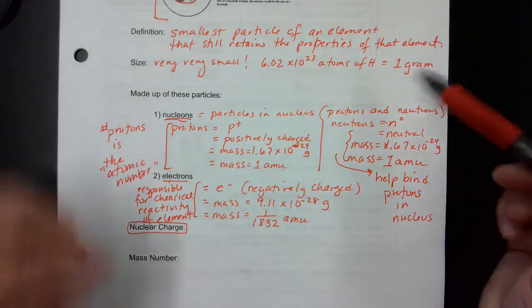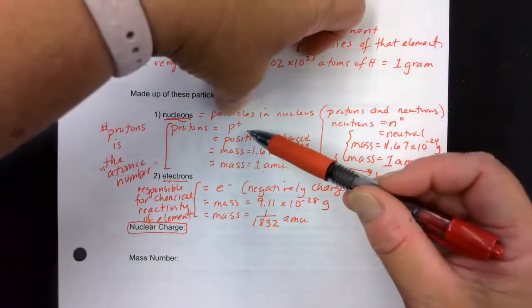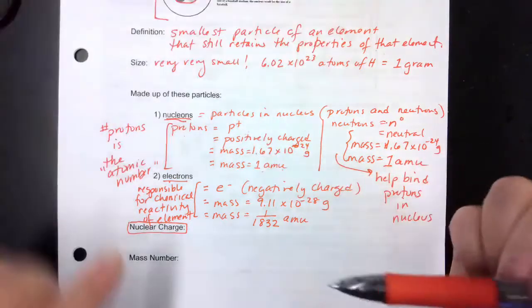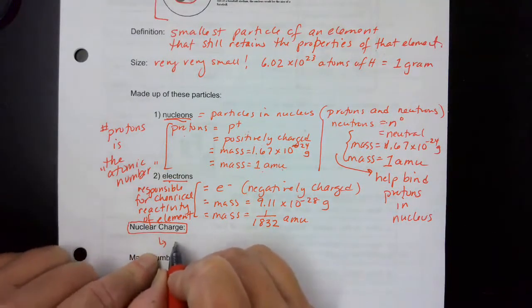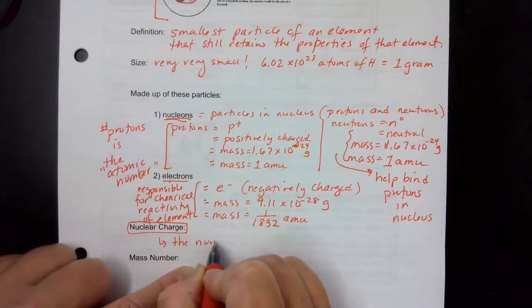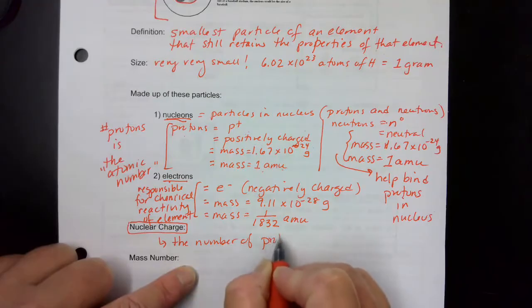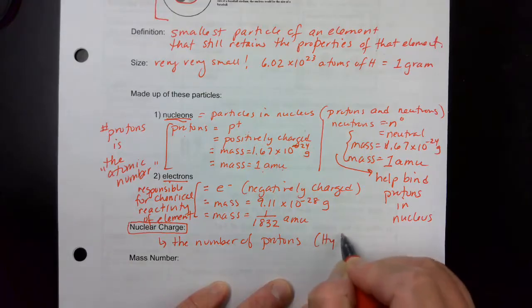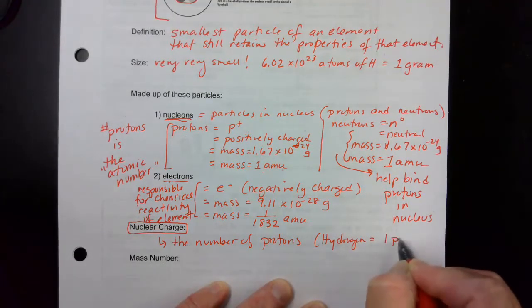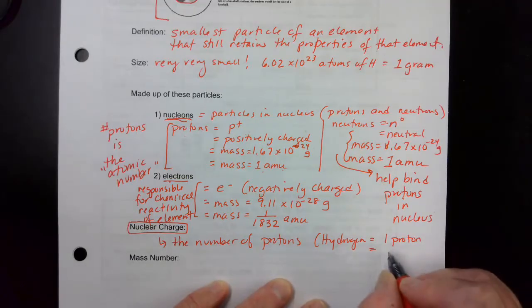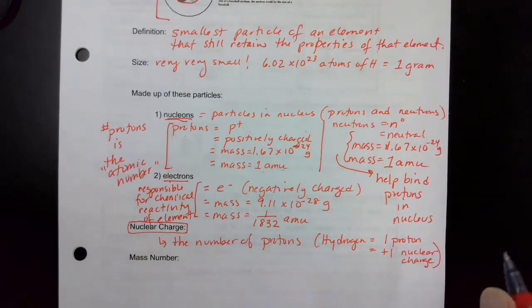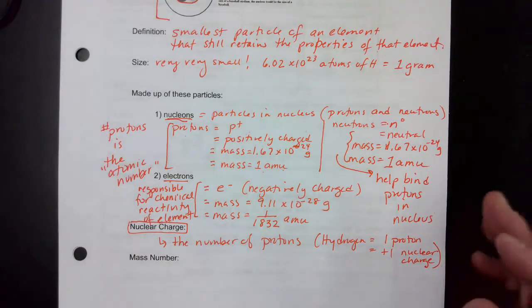If we think about what's in the nucleus, we have neutral neutrons and positively charged protons. So the only charged particle in a nucleus is the protons. So when we say nuclear charge, you're just counting the number of protons. If we know that hydrogen, for example, has 1 proton, it has a nuclear charge of +1. If you had an atom that had 5 protons, the nuclear charge would be +5.